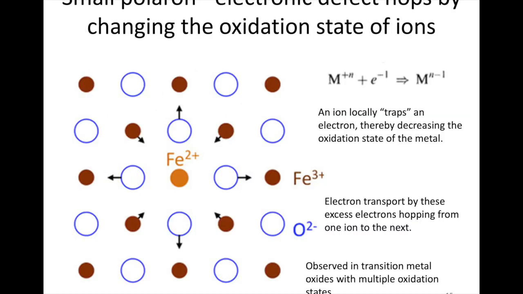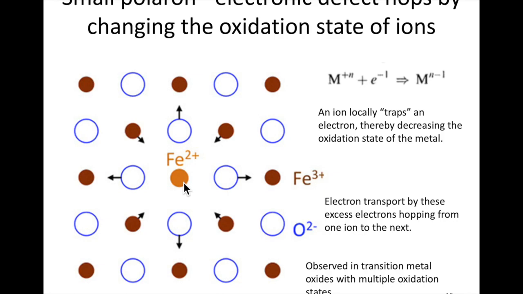All right, so here's an example of how this could manifest itself in a real oxide. So for example, we have iron 3+ and then oxygen. That's our lattice. But if we have that extra electron and it's trapped here in this middle atom, that effectively changes the oxidation state, right? So now we have an iron 2+. And so that would affect the nearby lattice.